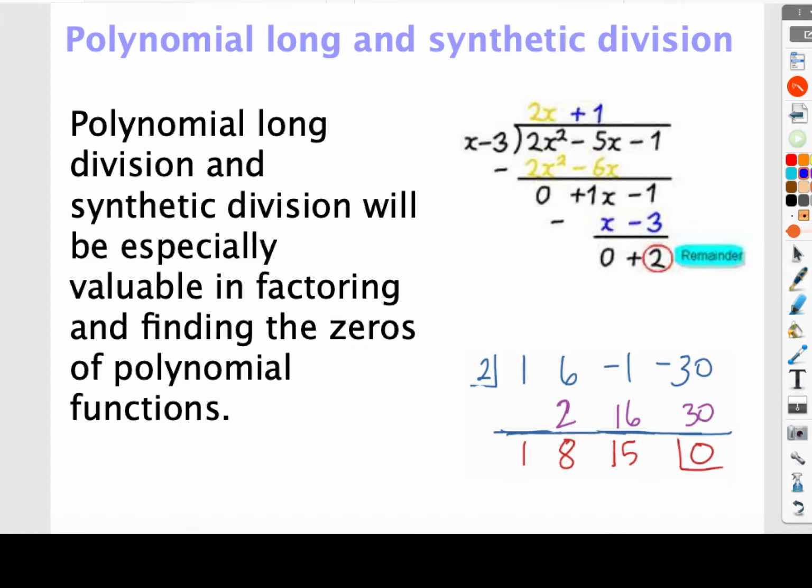Okay, now this video is the second in a series of two videos talking about polynomial division. The first video addressed synthetic division. This video is going to address long division.